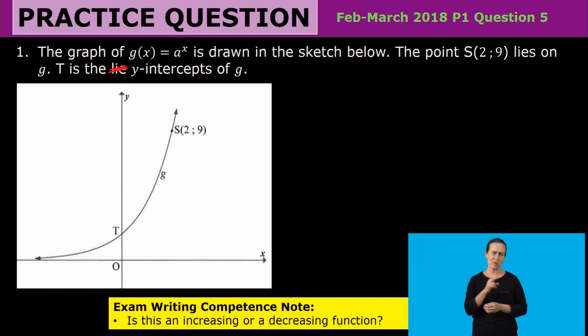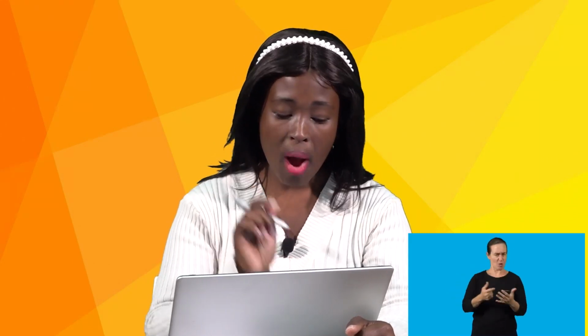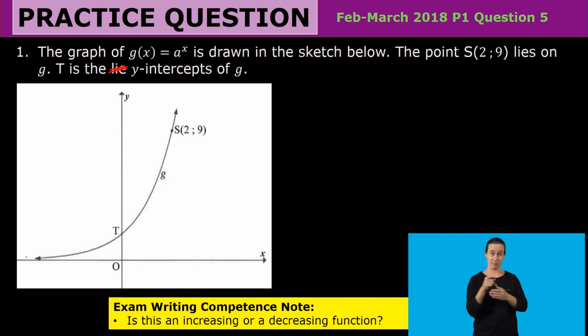So let's look at this exponential. Of course we know it's an exponential because of the form of the equation that has been given to us. We can see that x is in the exponent, making this an exponential graph. Now, is it an increasing exponential or a decreasing exponential? Of course, this is an increasing exponential. Why do we say that? Because from the left going to the right, when we move along our graph, the y values are increasing.